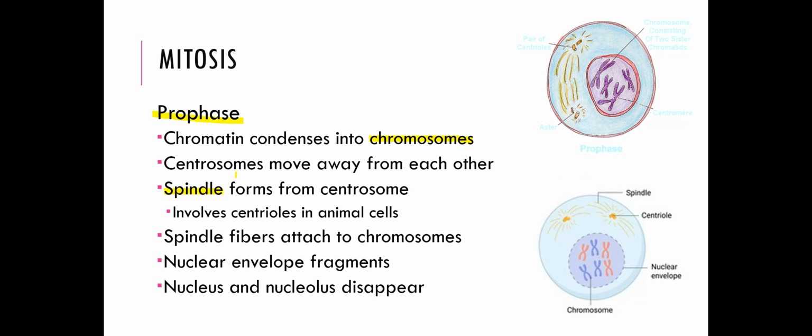So number two, the spindle forms. Now, it's coming from the centrosomes. They're going to attach to the chromosomes. The main thing is this is where we see the spindle.